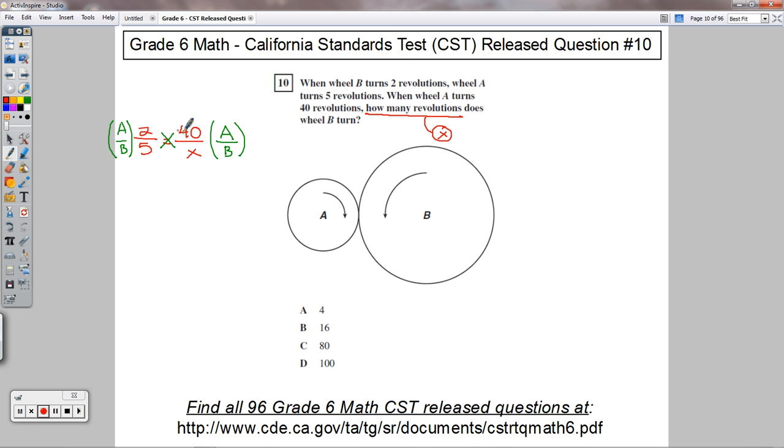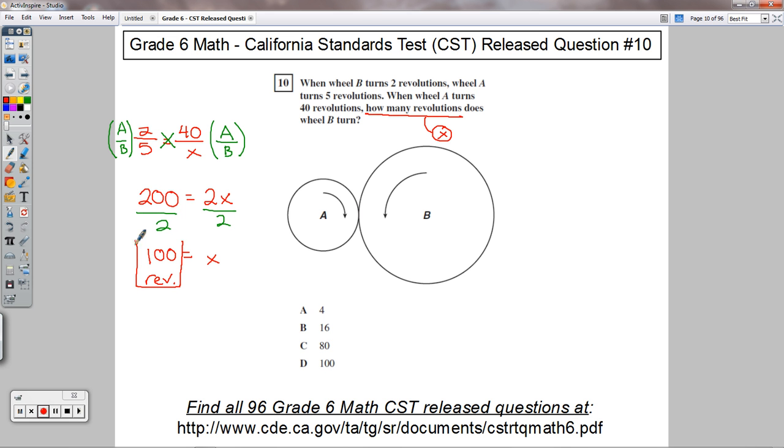So we've got 5 times 40. I know that 5 times 4 is 20. So I'm going to add a 0 after that. And I know 2 times X, that would be 2X. I could divide both sides by 2. And that would tell me that the wheel B is turning 100 revolutions every time wheel A turns 40 revolutions. So this would be 100 revolutions.